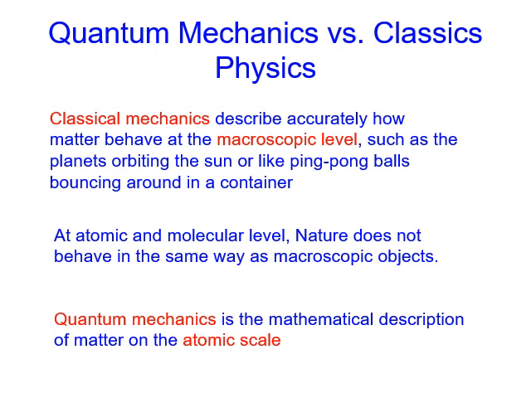Classical mechanics describes accurately how matter behaves at the macroscopic level, such as planets orbiting the sun or ping-pong balls bouncing around in a container. At the atomic and molecular level, nature does not behave in the same way as macroscopic objects, and quantum mechanics is needed. Quantum mechanics is a mathematical description of matter on the atomic scale.